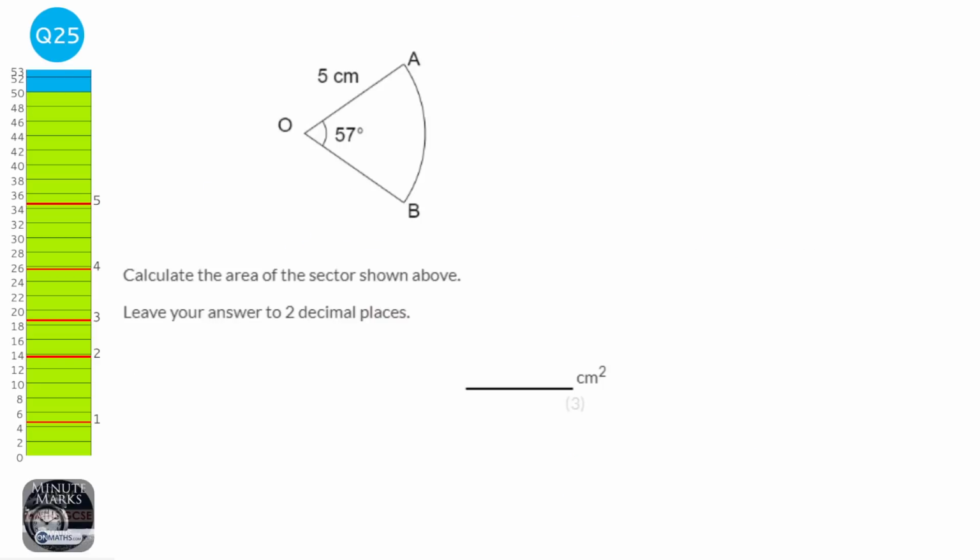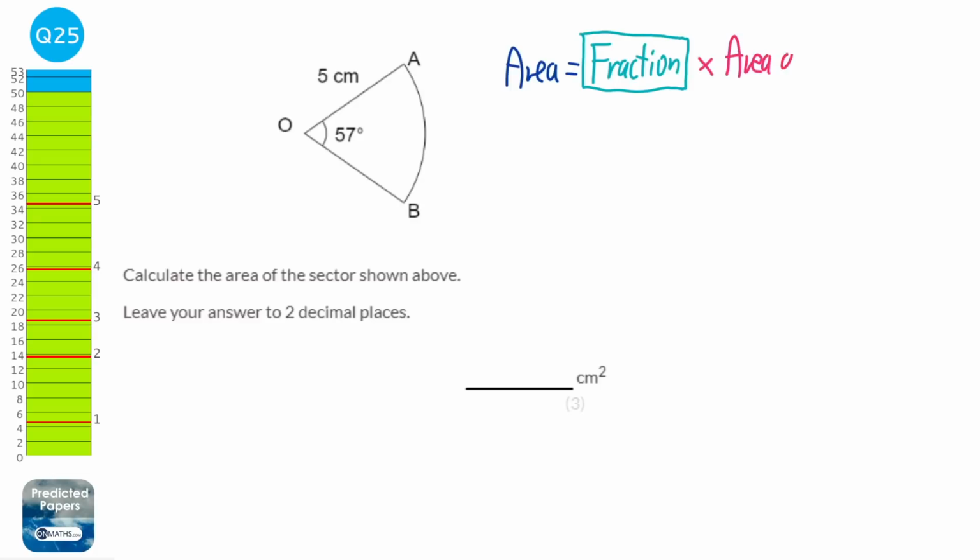To work out the area of this sector, there is actually a nice little formula that we can use. And I'm just going to show you what the formula means. So the formula is going to be what fraction of the full circle do we have? Okay, so we're going to find out the fraction of the full circle we have. And then we're going to times that by the area of the circle.